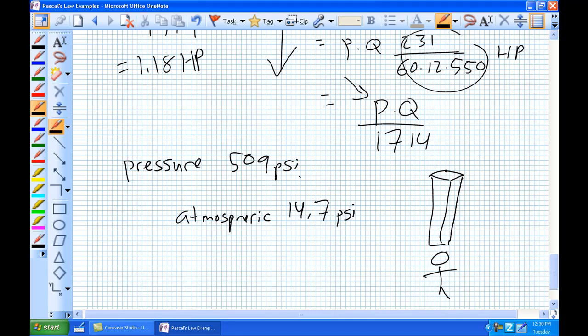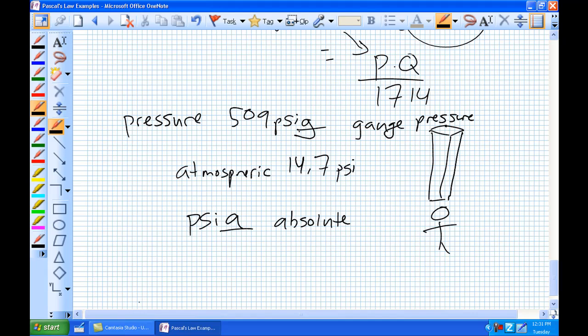So the pressure that we read on those gauges is pressure above atmospheric, and that should technically be known as psi G, which is gauge pressure. It's pressure above atmospheric. If you see someone write psi without the G, they typically mean gauge pressure. This is in contrast to psi A, which is absolute. Absolute means include atmospheric pressure.